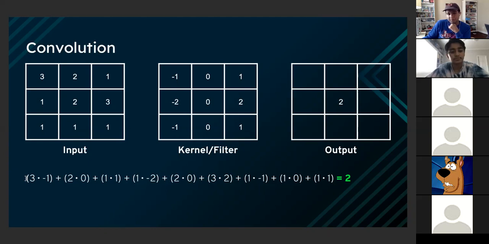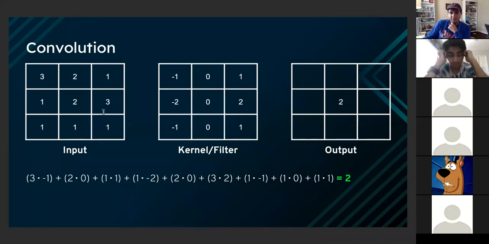Now, don't be overwhelmed by this word. All it means is that we're going to multiply the 3 times the -1, the 2 times the 0, the 1 times the 1, and so on and so forth. We're simply multiplying each element in the input by each element in the kernel or the filter.